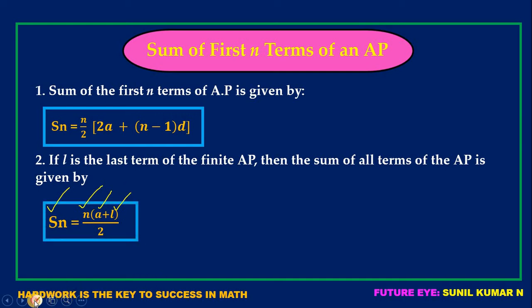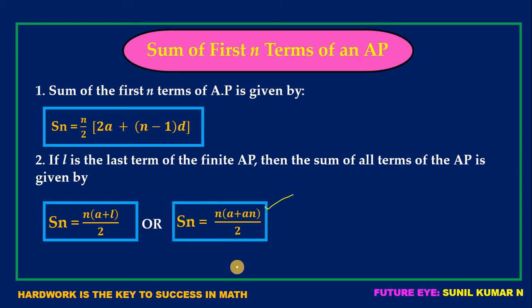This formula can be written like this also. As I said earlier, here the last term has been taken as L. In case you take it as an, then in place of L you can put an, just like this. Sn is equal to n by 2 into a plus an. And this was once asked in the examination, children.